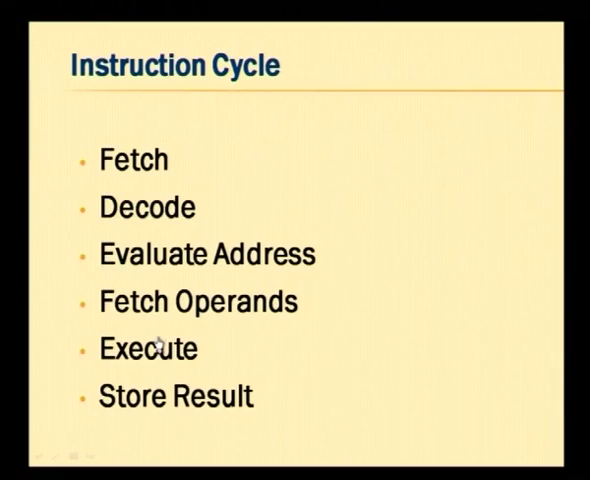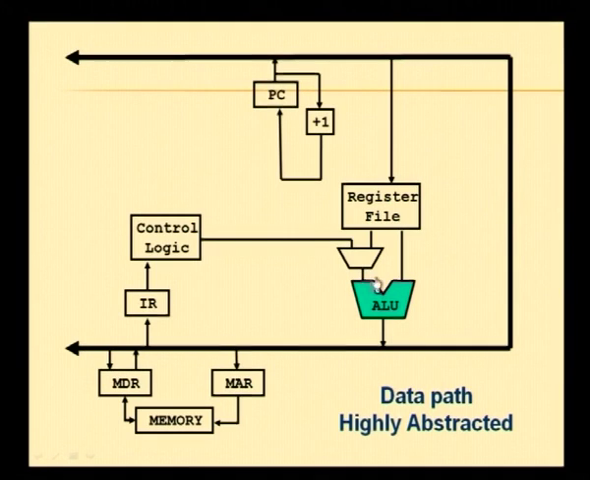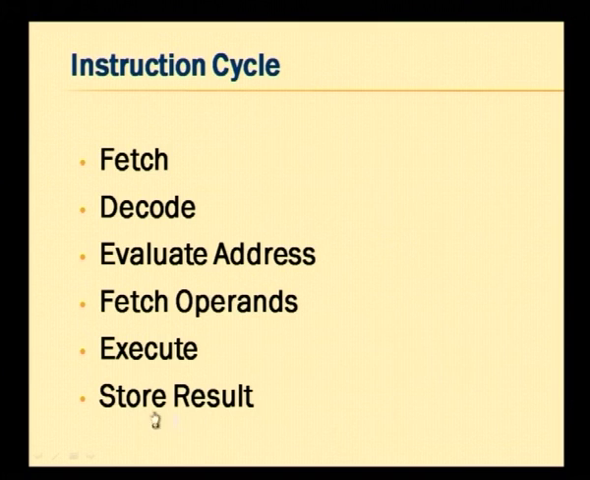Then you have the execute step, which will actually execute the instruction, that is you are giving control to the ALU. You have already given the operands to the ALU, you are specifying what operation needs to be performed, and once you specified that, the ALU will do the operation. This is the execute step. Once we have executed it, now the result is available at the output of the ALU, that will have to be stored. So, that is the last step, store result.